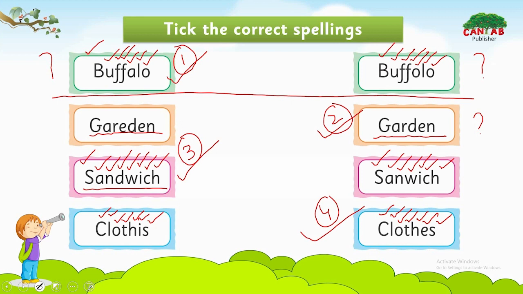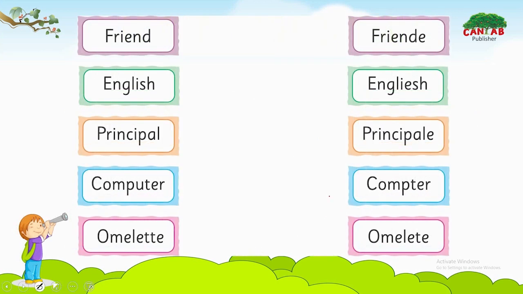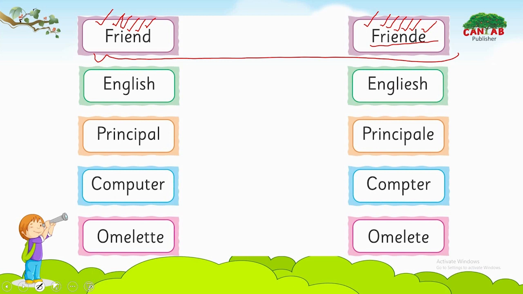Now, next, the options are bigger and you have to do it. Which one of the answers is the best one or the accurate one? Friend. And the second option is friende. So the right one is friend. The first option is the right one.